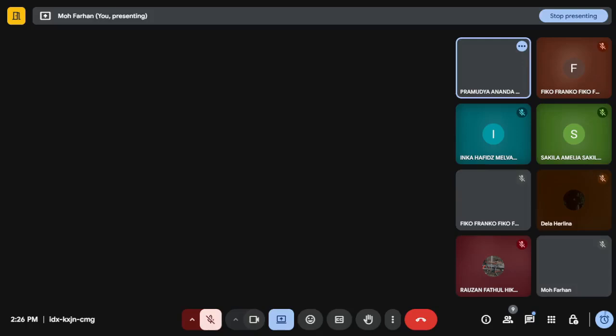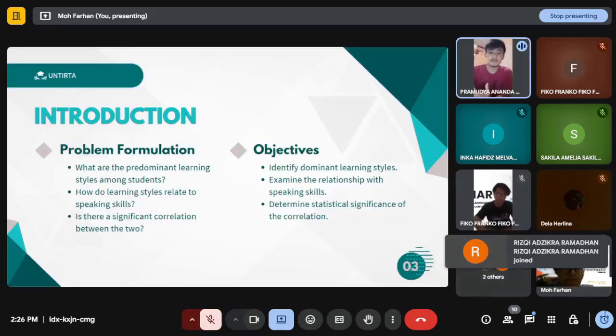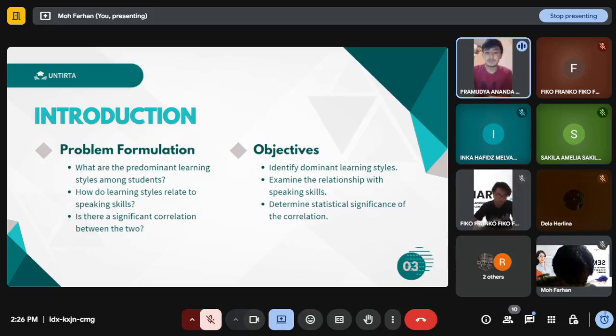So the problem formulation has three questions. The first one is what are the predominant learning styles among the students, how the learning styles relate to speaking skill, and is there a significant correlation between these two instruments? And the objectives: the first is to identify the dominant learning style that students have, and the second is to examine the relationship with speaking skill and determine the statistical significance of the correlation. Okay, next slide, please.